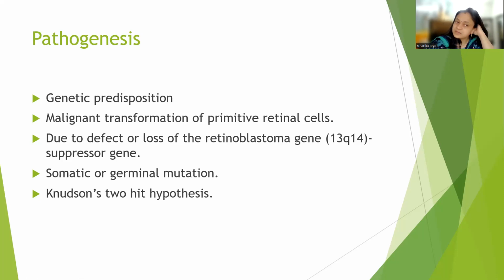So these are some of the pathogenesis: the genetic predisposition, and the malignant transformation of the primitive retinal cells. It occurs due to the defect or the loss of the retinoblastoma gene, that is the 13q14 suppressor gene. In it there occur somatic or germinal mutations, and the Knudson two-hit hypothesis is given.